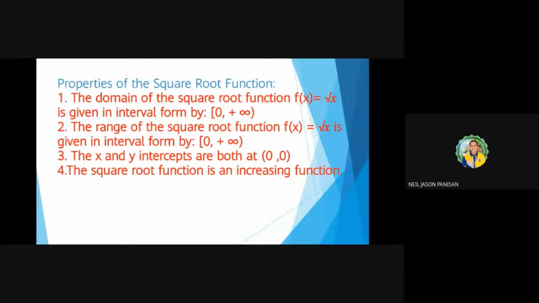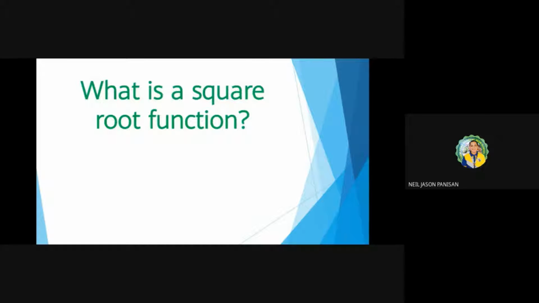Then 3, the x and y intercepts are both at 0, 0 or mo ni gitawag nato vertex sa atong graph diya magsugod ang atong graph. So later on makita nato ang vertex or the starting point of our graph. Then number 4, the square root function is an increasing function. So what I have said earlier, that the graph of the square root function is always increasing or going right or forward. So what is a square root function?